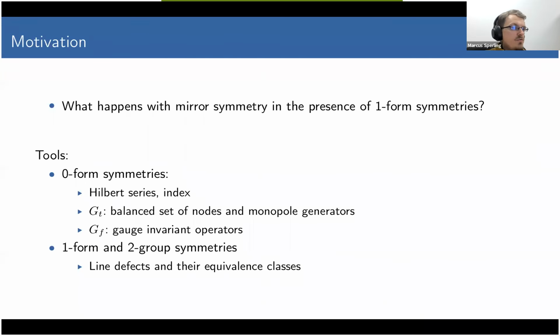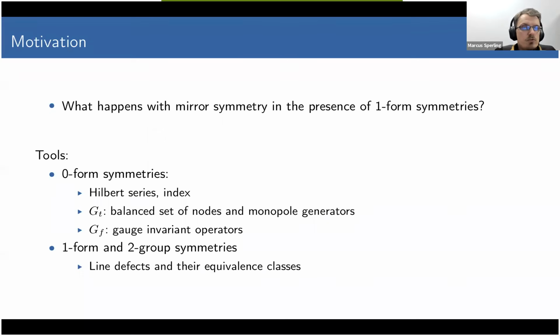Now, what is the motivation for the project that we had? It was basically a very simple question. We knew that in the examples we know from mirror symmetry, most of the examples have no one-form symmetry. So we basically wanted to know what happens on the mirror side if we have a one-form symmetry present, or what is the 3D mirror of the theory with a one-form symmetry.